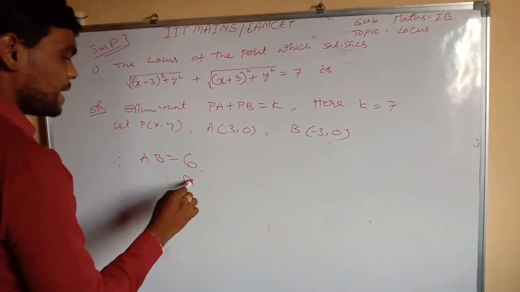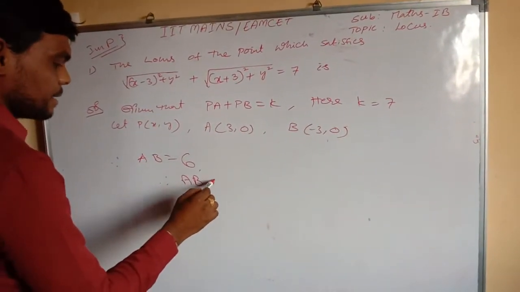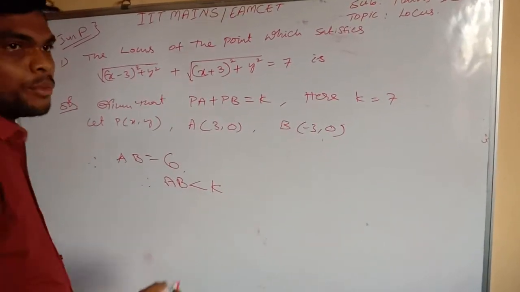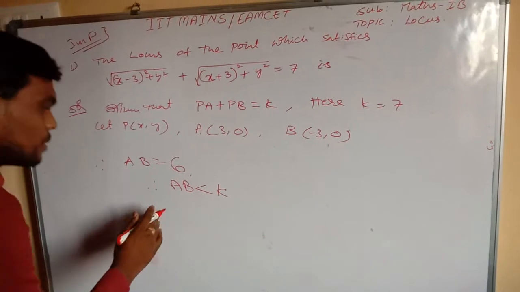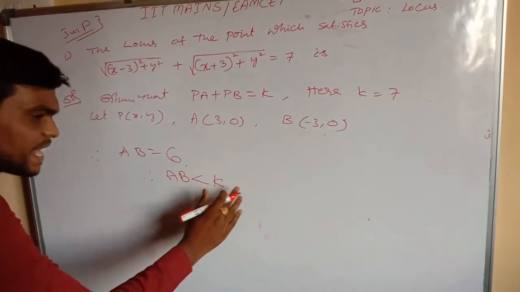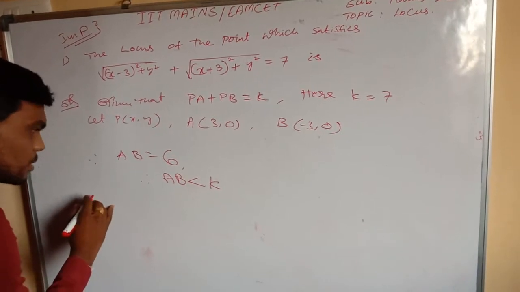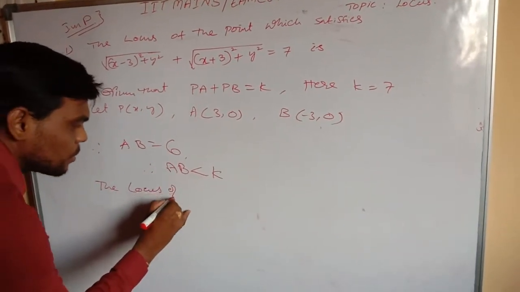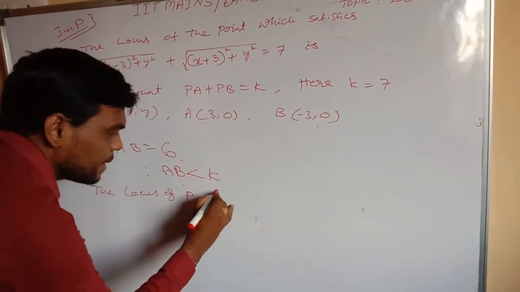Therefore AB is less than K. Now you remember that we use the formula: AB less than K gives an ellipse. The locus of P is an ellipse.